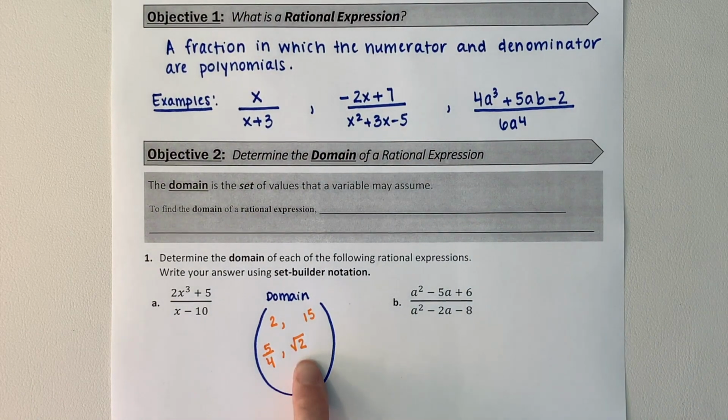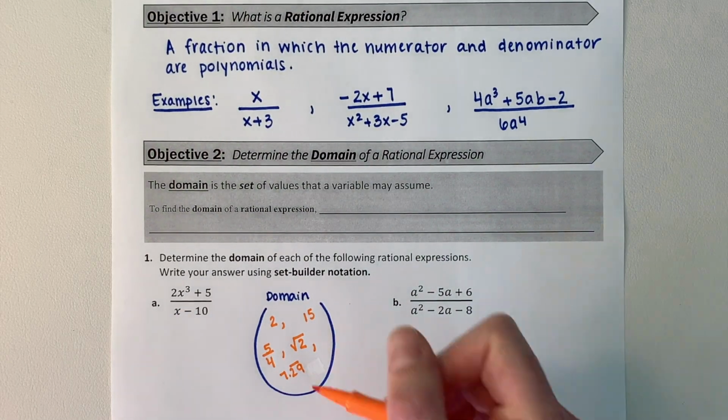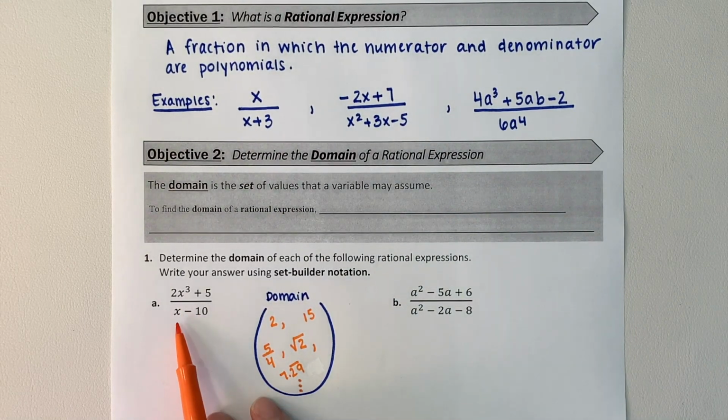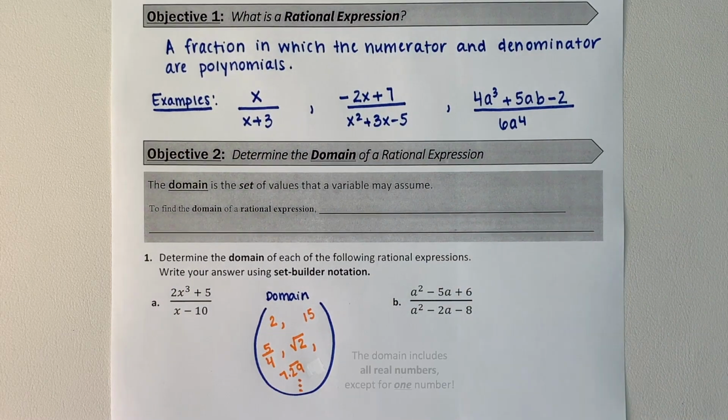You could plug an irrational number like the square root of 2 in for x. You could plug a repeating decimal in for x. And I'm going to draw a dot, dot, dot here because we can plug infinitely many values in for x, and when we compute this expression, we'll get a valid output. In fact, we are allowed to plug in any real number for x except for one number. So the domain includes all real numbers except for one number.